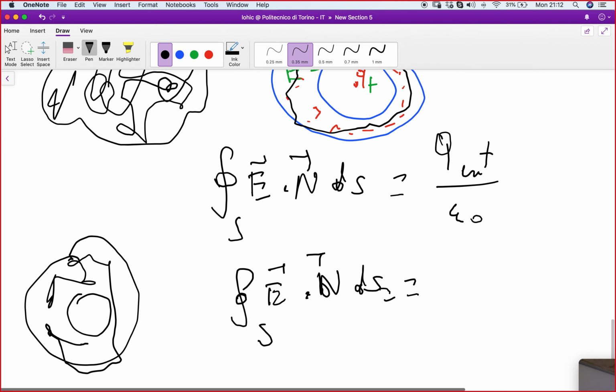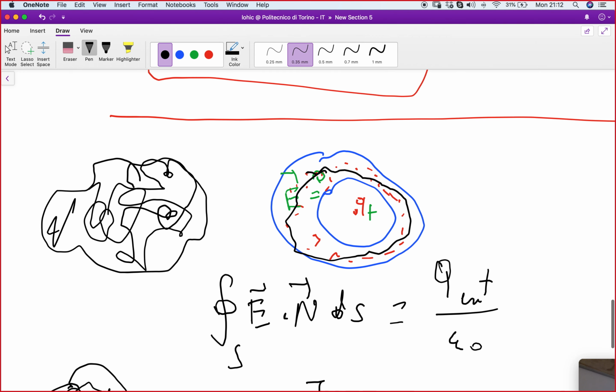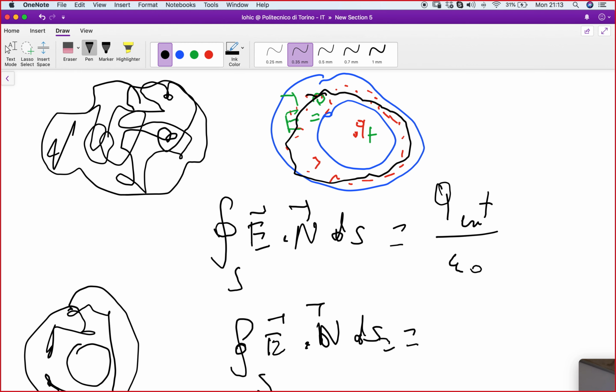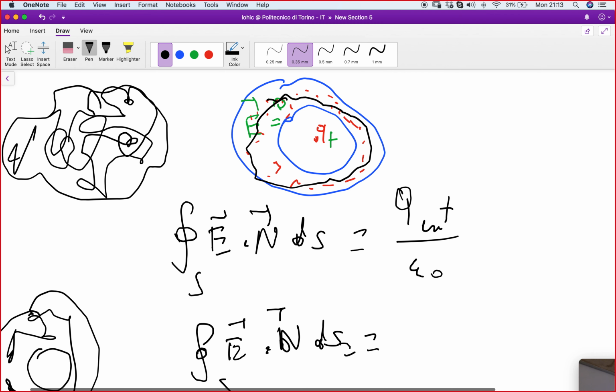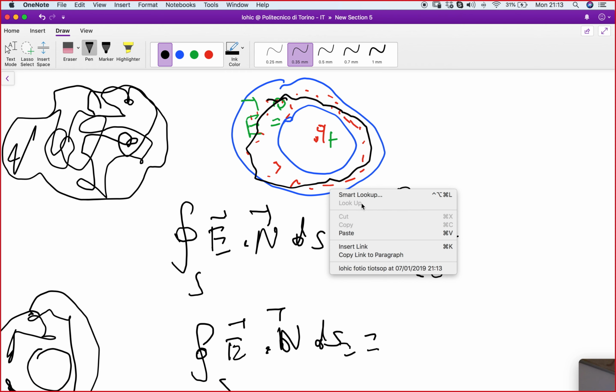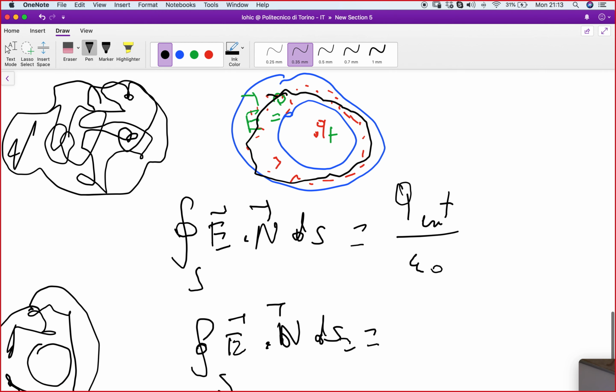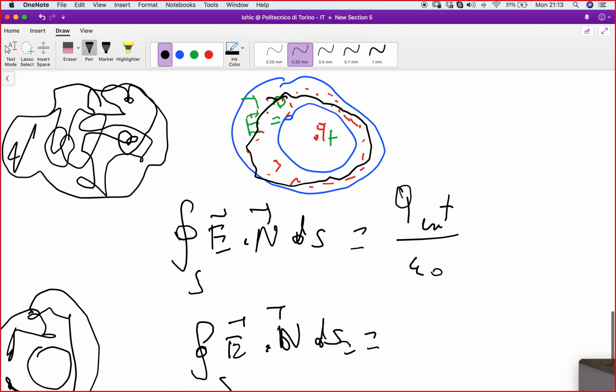The conductor will be in equilibrium. If I put the charge Q plus inside, I am now analyzing what happens if I put a charge Q inside a conductor. When I say inside the conductor, I mean inside the cavity, not inside the conductor. This charge is inside the cavity. It's external to the conductor, but not external to the black surface.